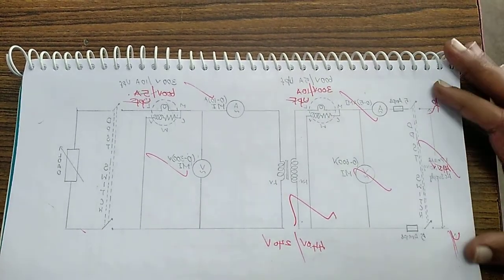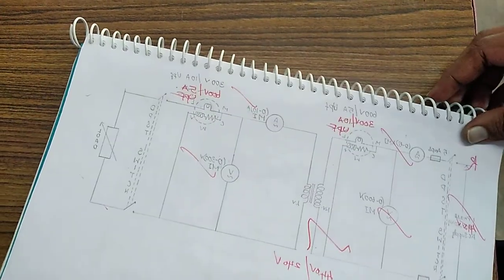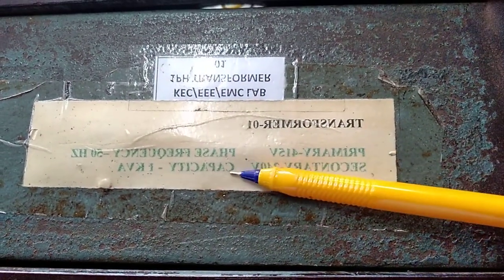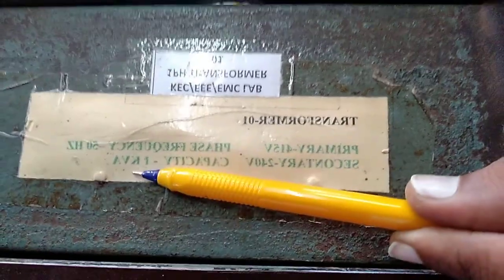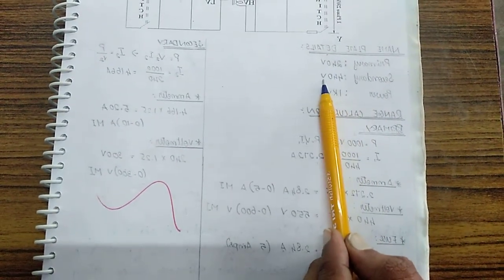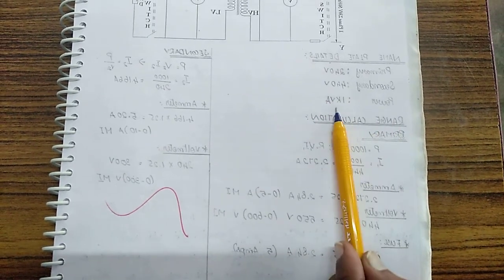So you have to first calculate the range for this. How to calculate the range? You have the nameplate details on the transformer. You have the primary voltage, secondary voltage, and the capacity, that is the power rating, 1 kVA. The frequency is 50 Hz. This is your nameplate details, written over here: primary is 240, secondary is 440, then the power is 1 kVA.